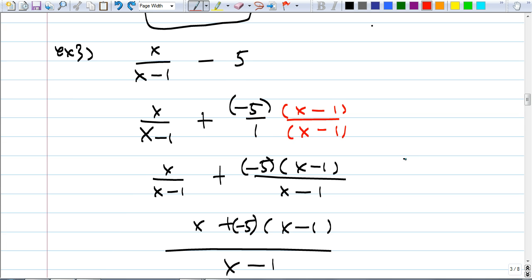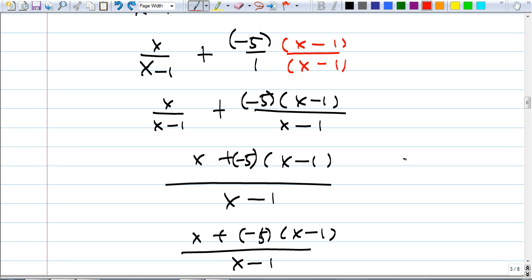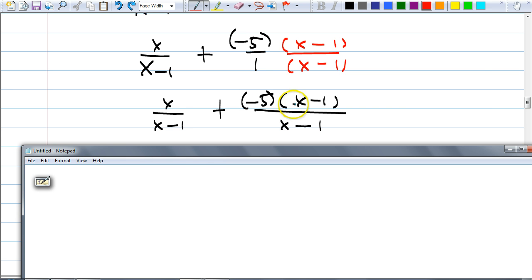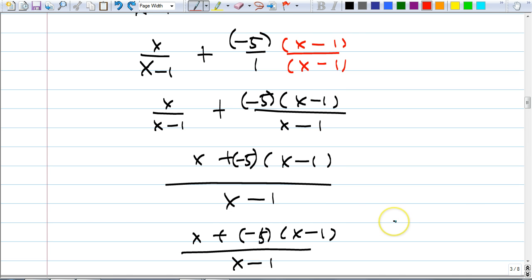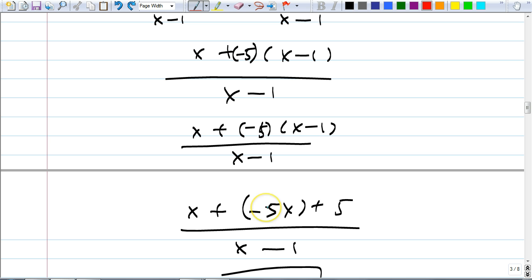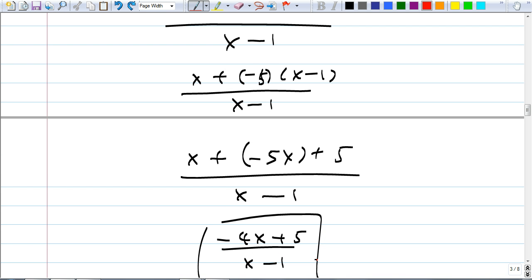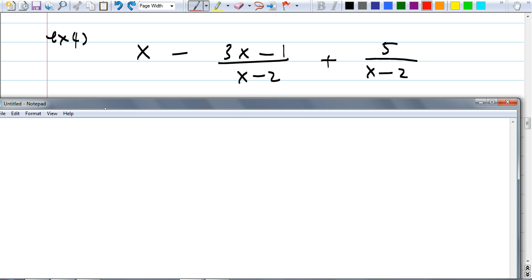So when you do that, did you guys remember to distribute this negative 5 to x plus negative 1? Did you all write this? So x plus negative 5x plus 5, right? Then did you all get negative 4x plus 5 over x minus 1? Easy? All right, good. Example 4? Okay, here's example 4. x minus 3x minus 1 over x minus 2 plus 5 over x minus 2.